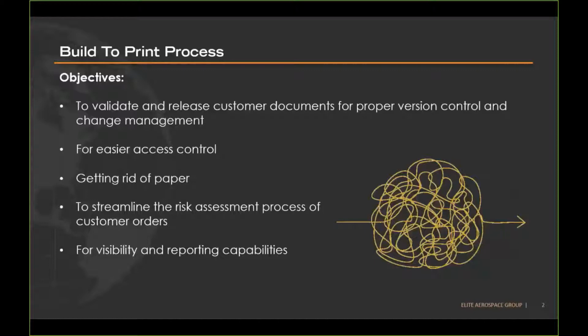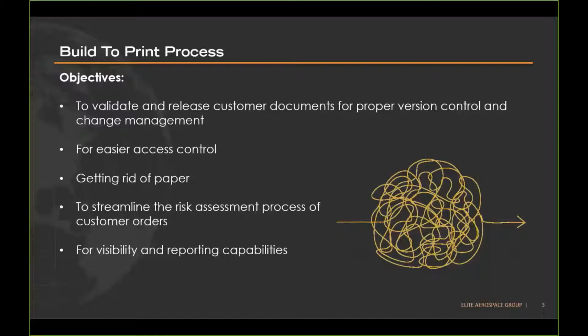So with those challenges, we had certain objectives for the build-to-print process. We wanted to validate and release customer documents for proper version control and change management. Also for easier access control. So Windchill can control access by the state of the document, such as in work or released. And the location of the document was not that important. So it's easier to manage the access, and we're using this to only share released or approved documents to downstream roles.